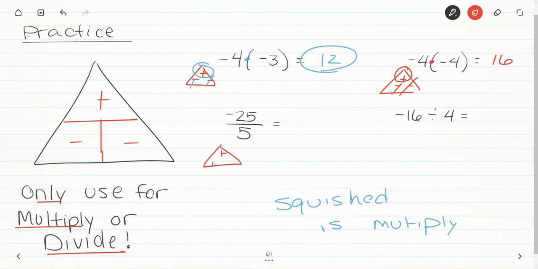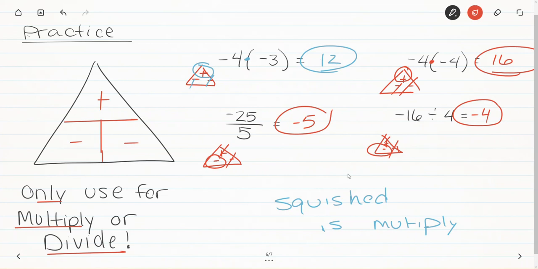So here's my next one. Positive floats to the top, negative sit on the bottom. I have a negative 25 and a positive 5, so I'm left with a negative, and 25 divided by 5 is 5. And then here's my last one. Positive floats to the top, negatives on the bottom. I have a negative divided by a positive, so I'm left with a negative answer. And 16 divided by 4 would be 4. So my final answer is a negative 4.